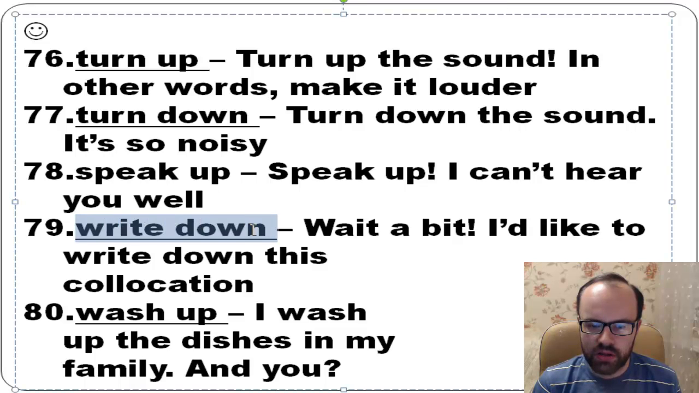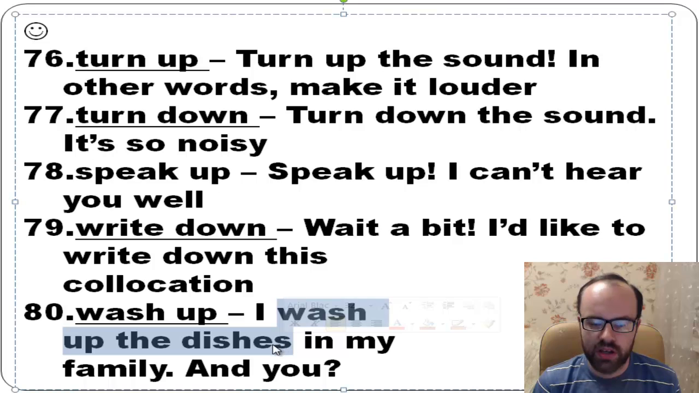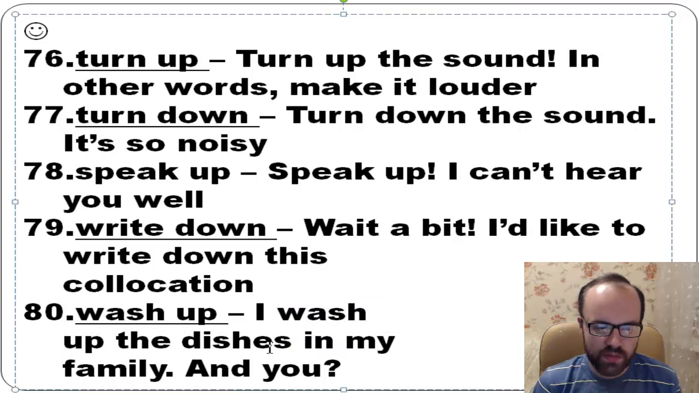Okay, write down. Wait a bit, I'd like to write down this collocation, or I'd like to write down this phrase. Right, so when you meet new words, phrases, you often want to write them down, so to have them on paper. Wash up. Remember this phrase, I wash up the dishes, or I wash up the plates in my family. So you eat something or you drink something, and obviously there are dirty plates, glasses, cups, and you need to wash up the dishes. Really, who washes up the dishes in your family?